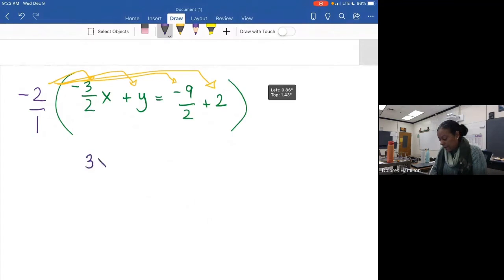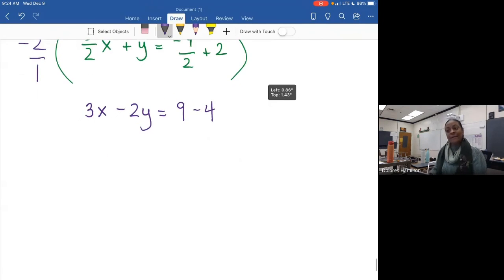positive 3x. Negative 2 times y is minus 2y. Negative 2 times negative 9 halves is positive 9. And negative 2 times positive 2 is minus 4. So lastly, we just have to combine the 9 and the minus 4. And our standard form looks like so.